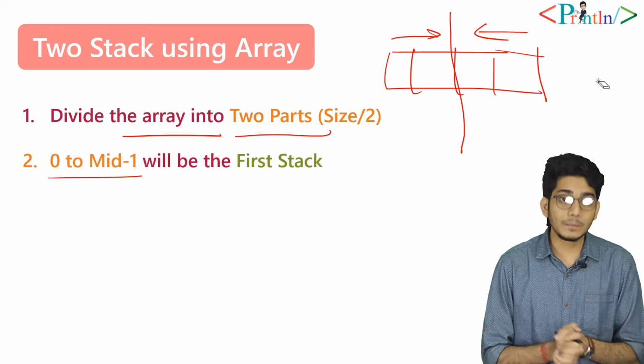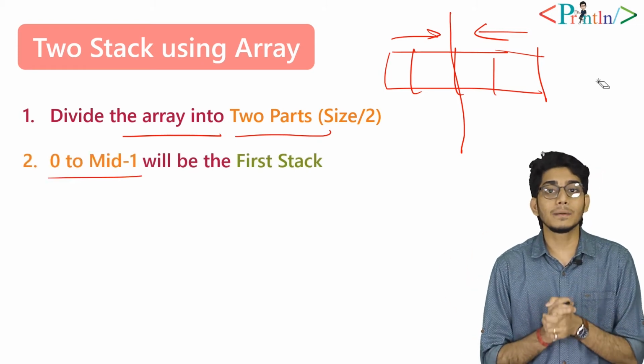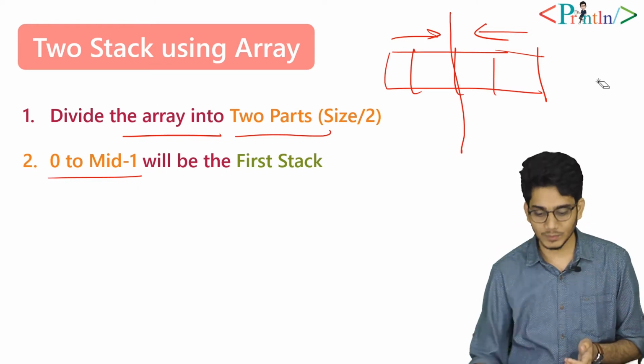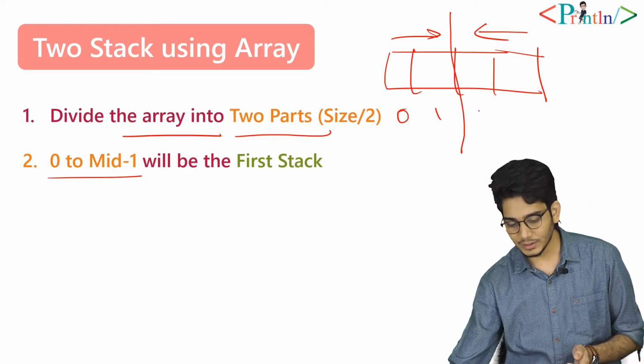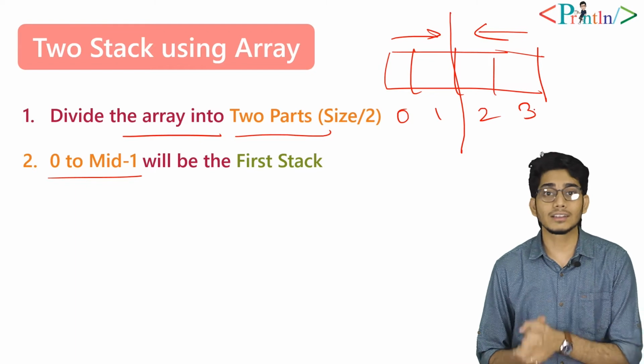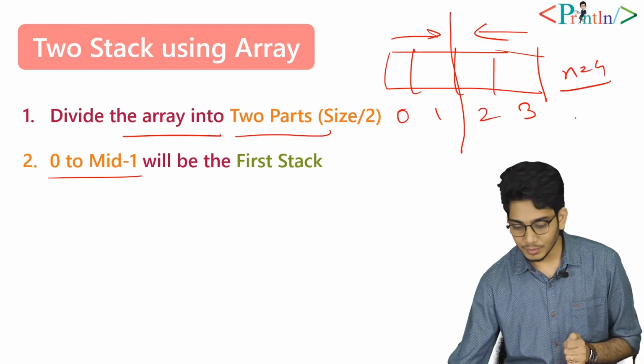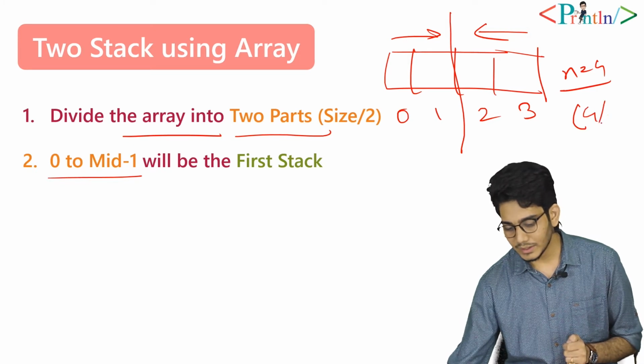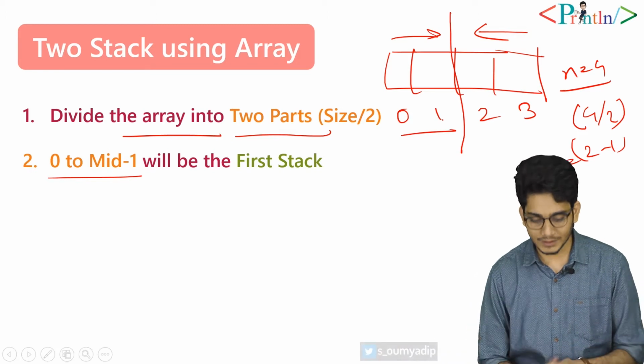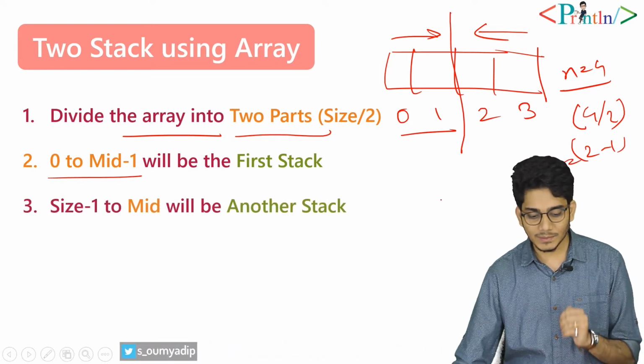So how can we implement our first stack? We will keep our first stack within 0 to mid minus 1. Let's say 0, 1, 2, 3. Now what is the size? The size is 4. So we'll go up to mid minus 1. What will be the mid? Mid will be 2, minus 1. So 0 and 1 will be our first stack, and size minus 1 to mid.